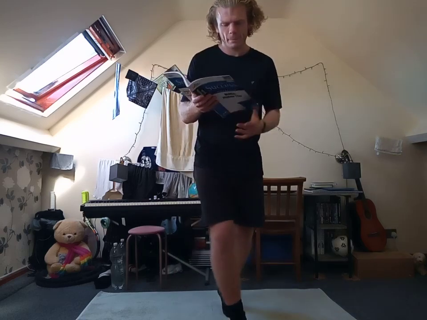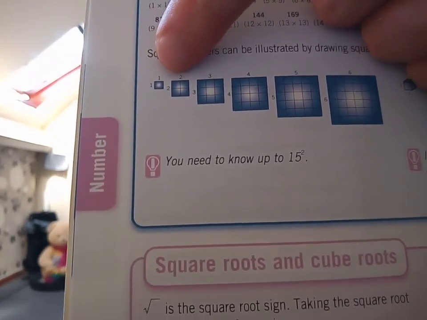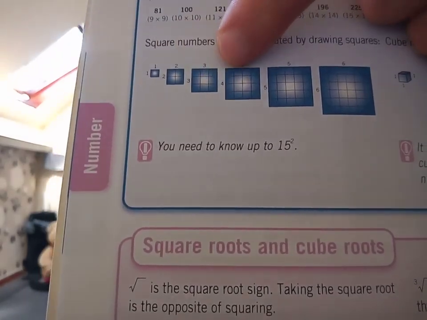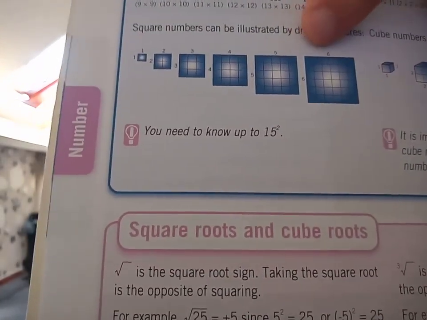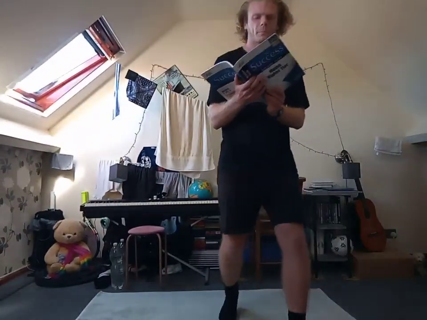Square numbers can be illustrated by drawing squares. A square of 1 time 1 block in the right direction, that is square 1. And square 2 are 2 blocks in the right direction, 2 down. Square 3 are 3 and 3, and 4 and 4. And square 6 are 6 in the right direction, and 6 down. So these are 36. So 6 squared is 36.